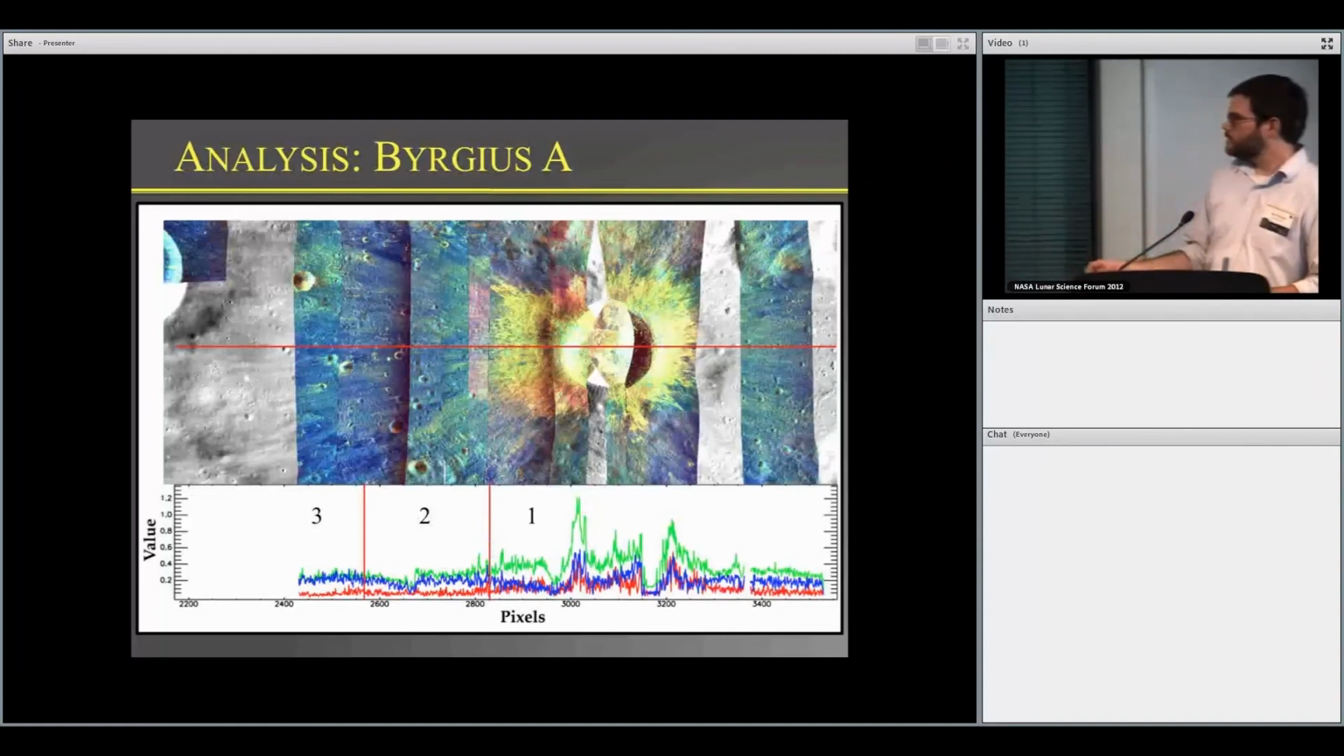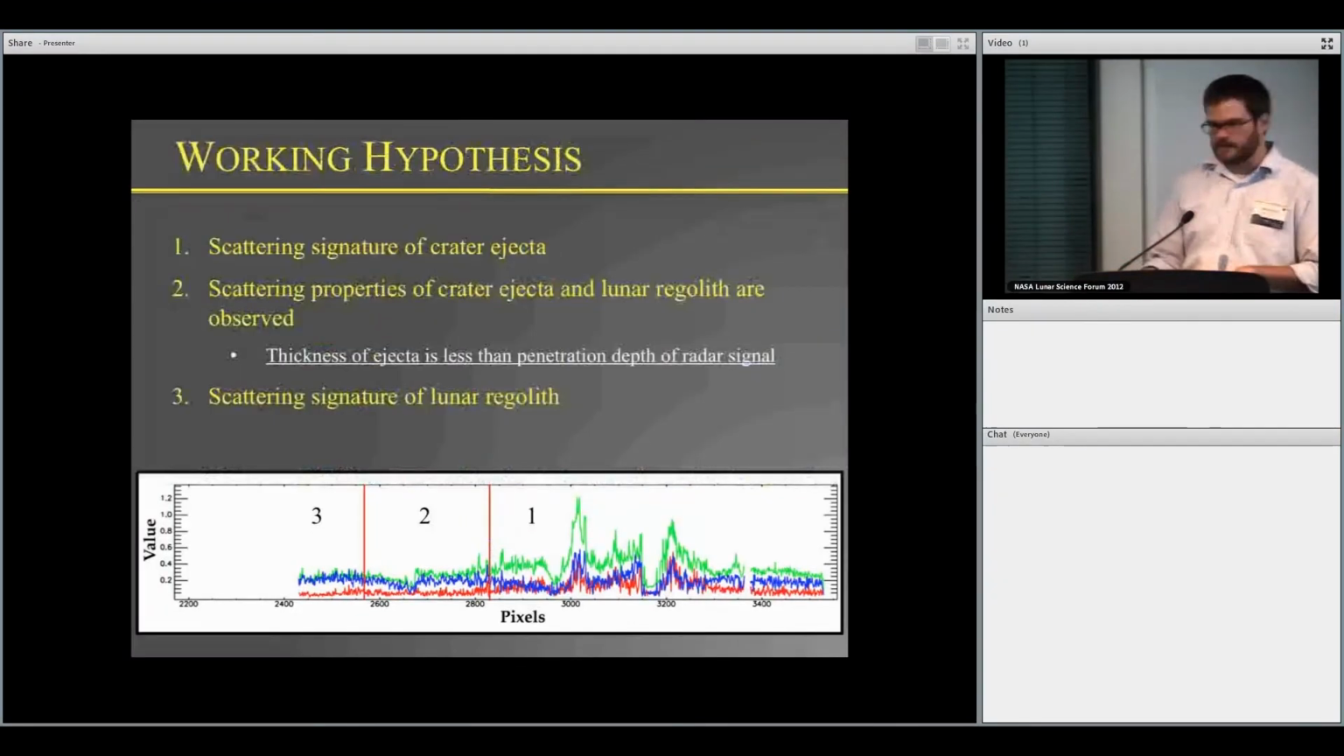So I've pointed that out here. I've separated it into about 3 regions. Our working hypothesis, well, it's really simple for region 1 and 3. Region 1 appears to be the scattering signature of crater ejecta. The third region I have highlighted here appears to be the scattering signature of lunar regolith.